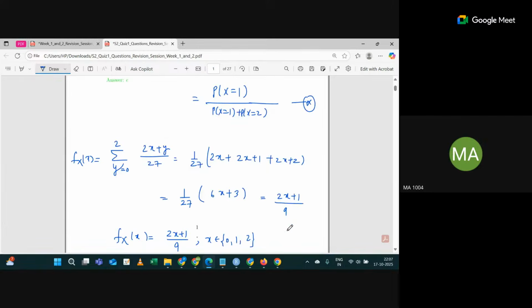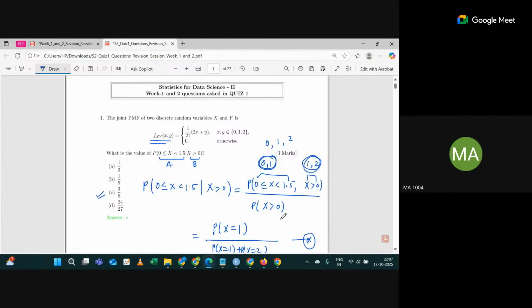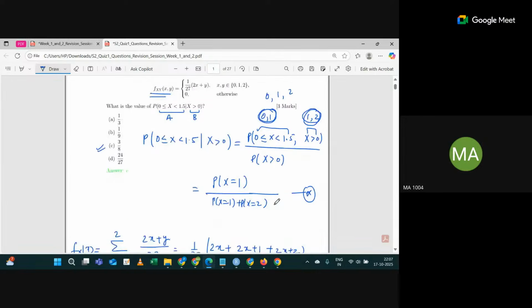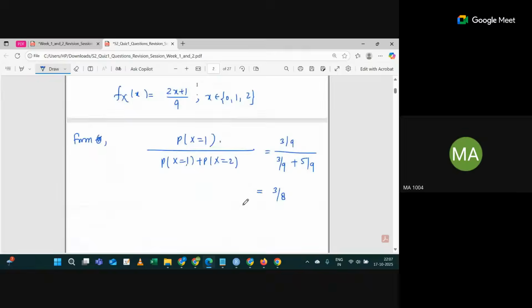One more approach you can do: it's asking X is greater than 0. So you can write 1 minus probability X less or equal to 0, which will be probability X equal to 0. Is the idea clear?